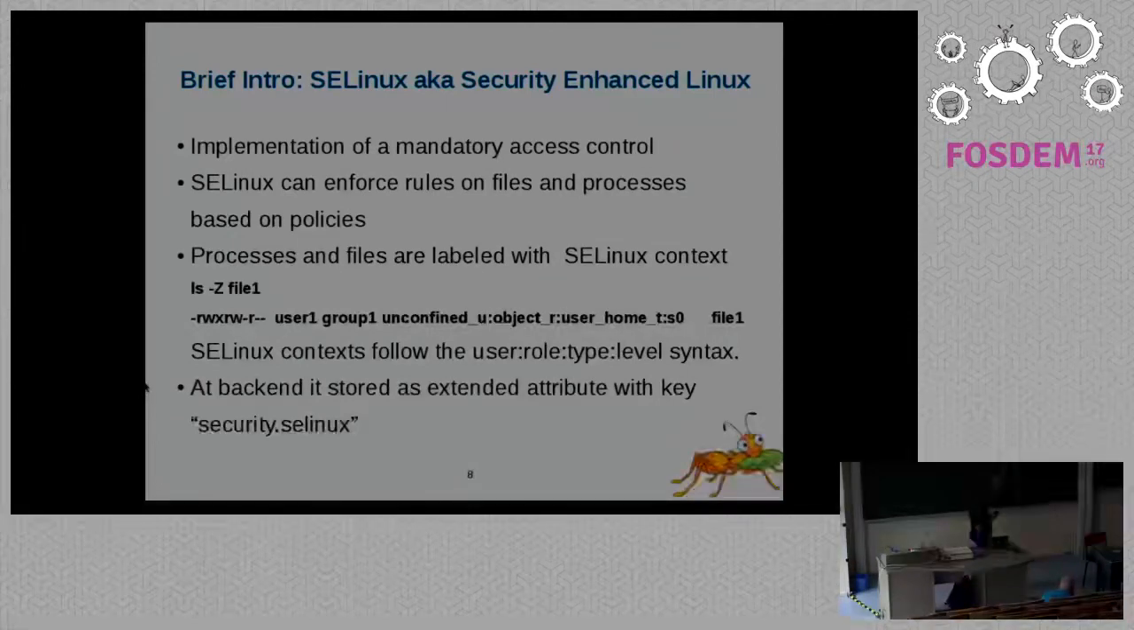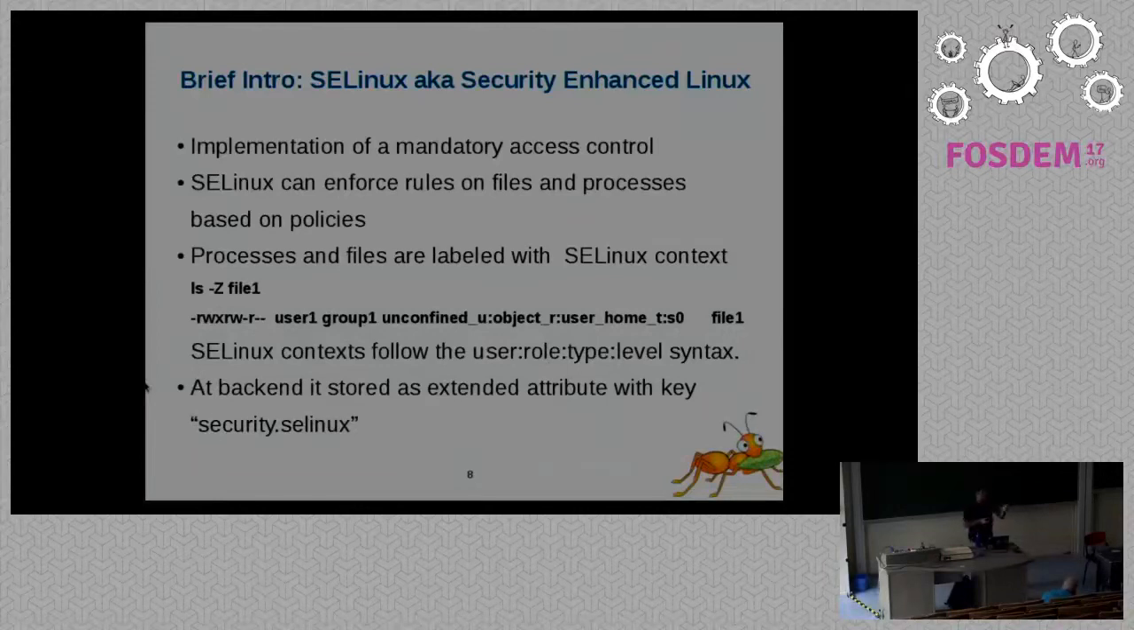The first part is the DAC, the discretionary access controls, the read-write permissions, user and group. Then you can see the SELinux one. It has 4 parts. The first is user, the second is role, the third is type, and the last is security level. The user is similar to the Linux user. You can map Linux users and SELinux users using SELinux policies.